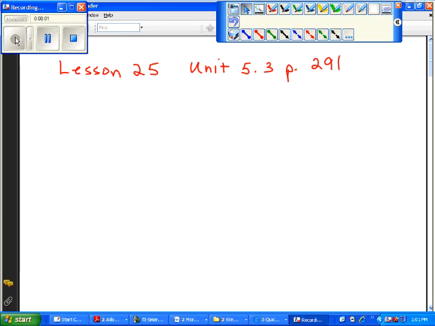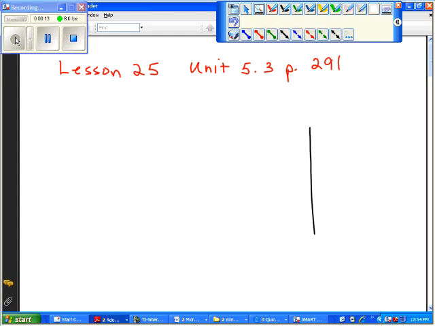Lesson 25, Unit 5.3 of pre-calculus, which is the trigonometry part of pre-cal, is the unit circle. Now, when we talk about the unit circle, we're going to basically start with an XY axis. And when we talk about the unit circle, we're going to be talking about a circle whose radius is equal to 1.